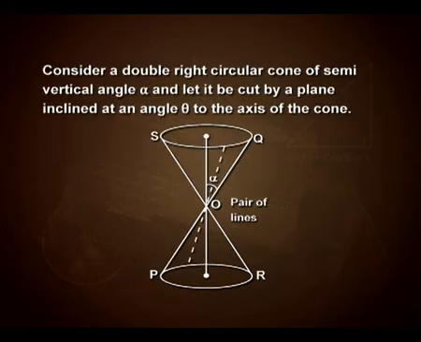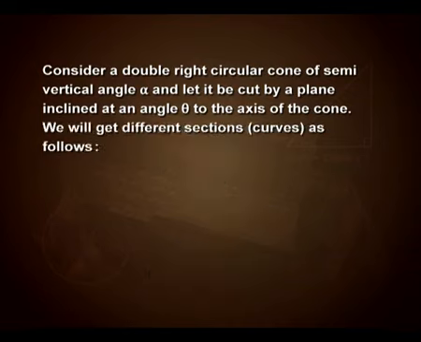We consider a double right circular cone of semi-vertical angle alpha and let it be cut by a plane inclined at an angle theta to the axis of the cone. We will get different sections, that is curves, as follows.